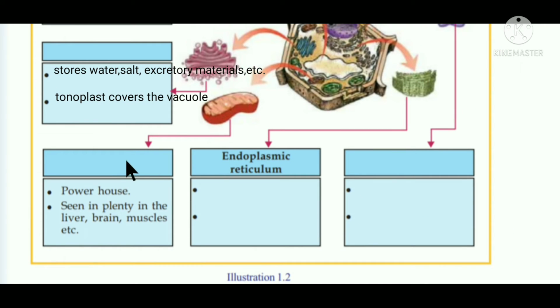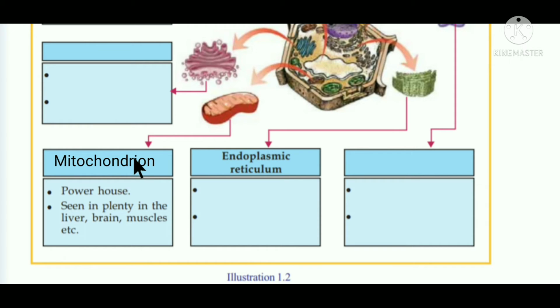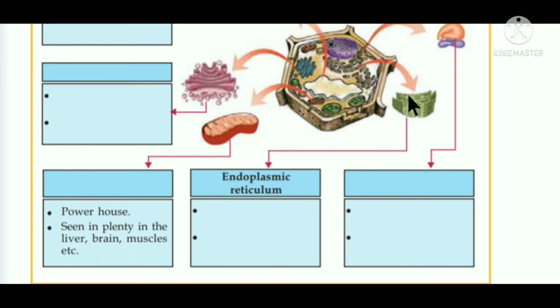So we don't know the name of this organelle, but some hints are given here, like powerhouse, seen in plenty in liver, brain and muscle. Can you name this organelle? Powerhouse means they are producing and storing energy. Which is that organelle? Mitochondrion. Okay, mitochondrion.